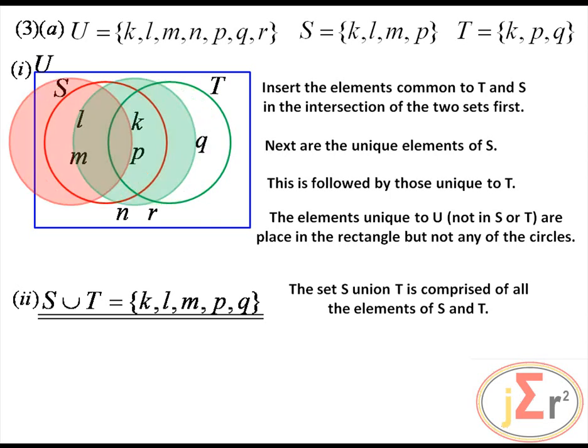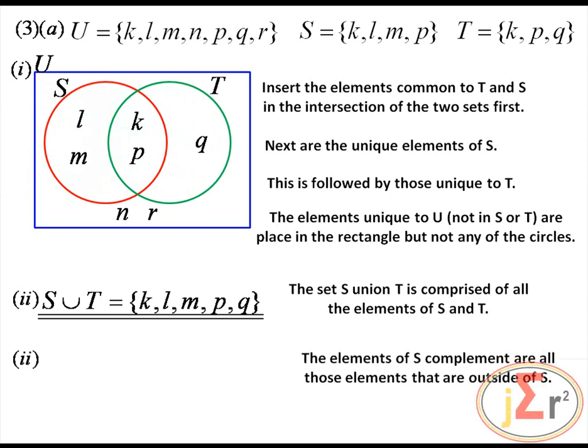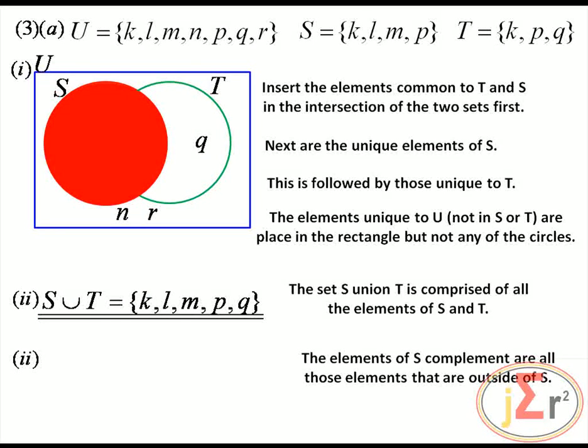Next, we will write the elements of S complement. What do we mean by S complement? All of those elements that are outside of S. So, the elements of S complement are all those elements that are outside of S. So, we put that red circle over the entire set S. So, we can see all of those elements that are not in S. And they are in numerical order, in alphanumerical order, N, Q, R.